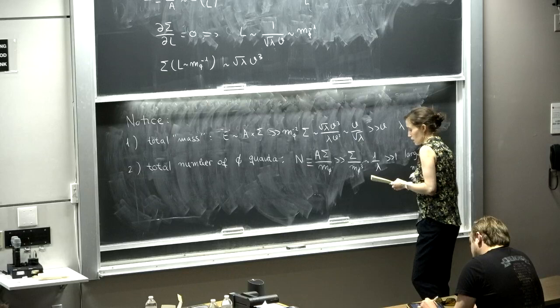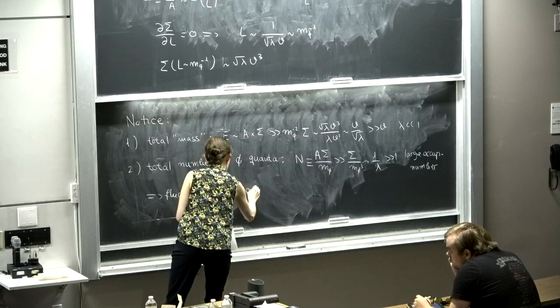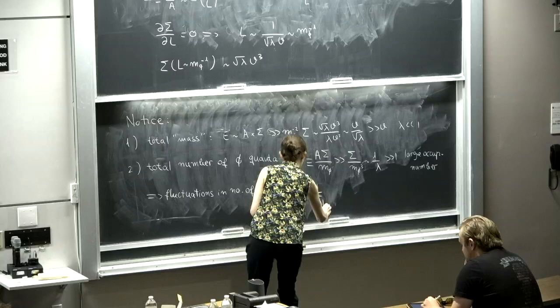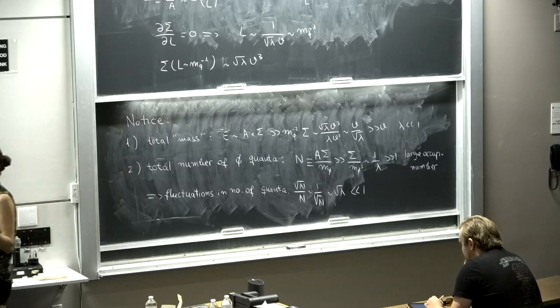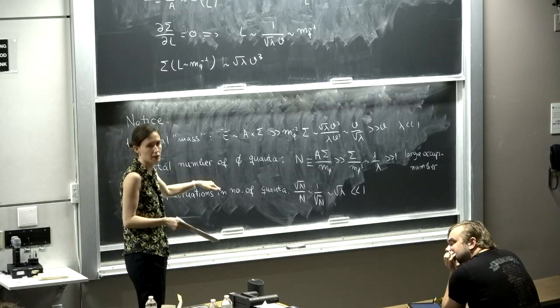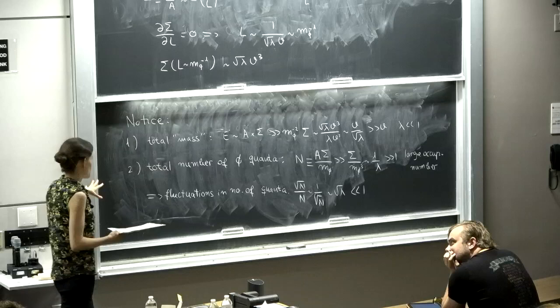Okay, the fluctuations in the number of quanta we can estimate as of order root n over n, so 1 over root n. That gives us something of order root lambda itself, which is small for a small lambda. And this is the entire reason that even though these are objects beyond perturbation theory, the fact that the fluctuations are small in the perturbative limit is precisely what allows us to have a semi-classical description of these objects at small coupling. Okay, so I'm going to stop here for today.